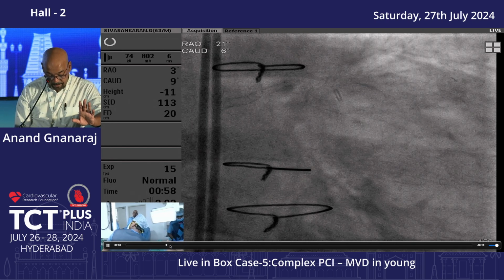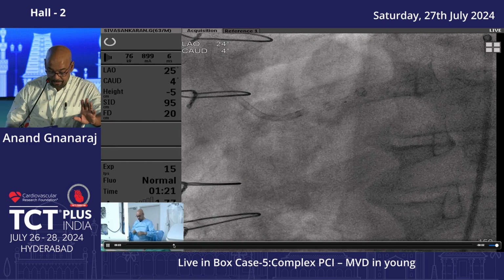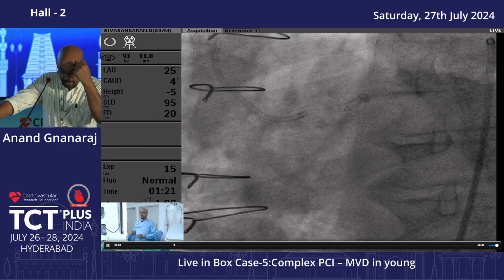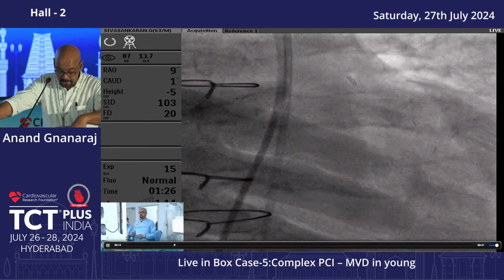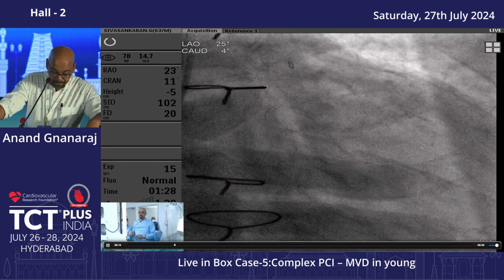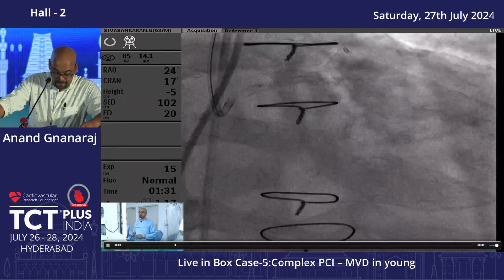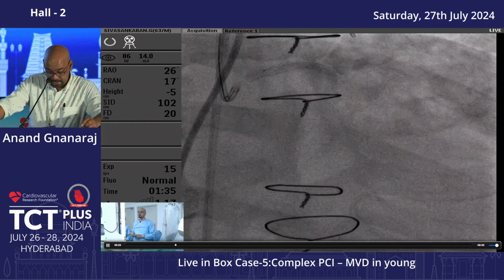So to continue with the original plan of the retrograde CTO PCI, I took a Fine Cross. You can see the Fine Cross inside the left main, and wired into the PDA, and that was quite straightforward.